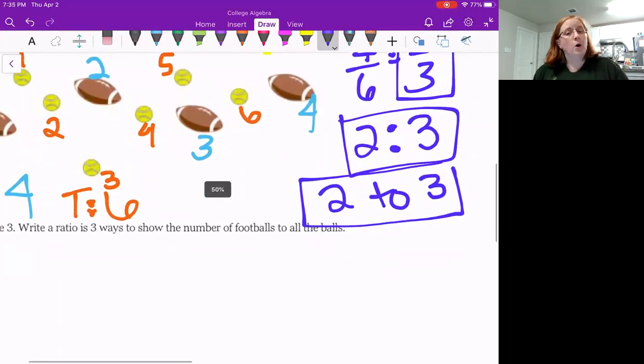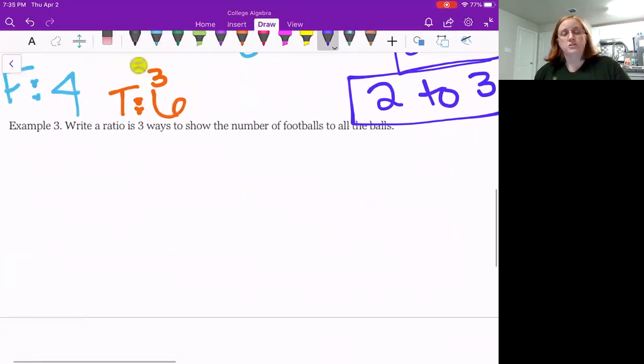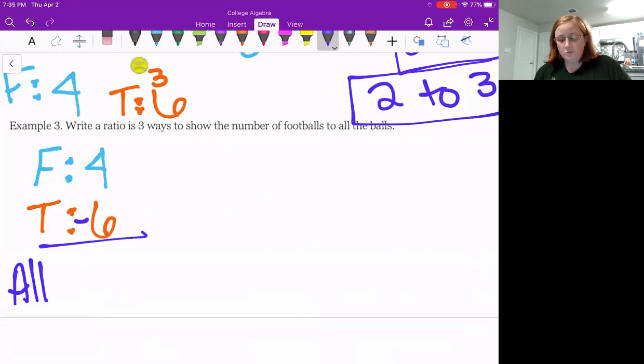Now, let's take a look at a part to whole relationship. So now write the ratio in 3 ways to show the number of footballs to all the balls that were there in the group. And so if I'm looking at footballs, which was 4, I had 6 tennis balls. So how many balls total do I have? That means we need to add those up. So 10 total balls happening here. So what I need, footballs to all of them. So I need my 4 and the 10.